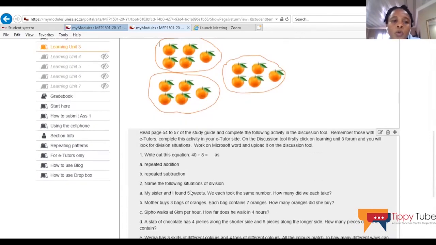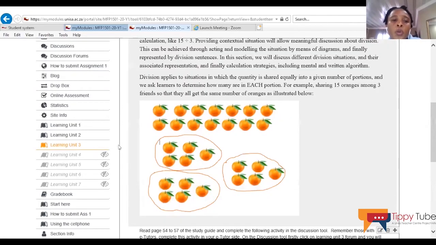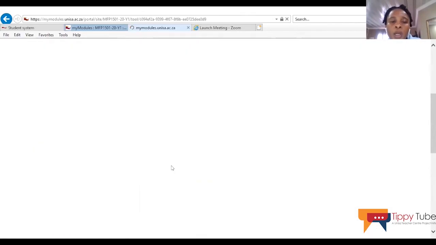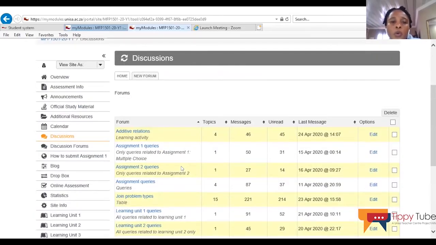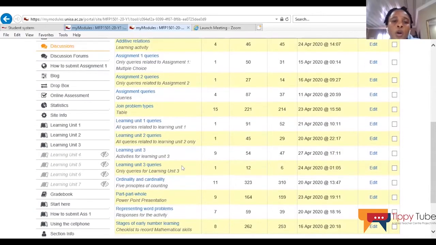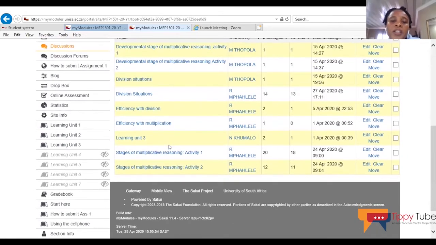I just want to click quickly on the discussion tools to show you the topic I'm talking about, which is division situations. When you get to this discussion tool, you'll always see many forums, but here you need to go to Learning Unit 3. When you click on Learning Unit 3, you'll find the division situations.